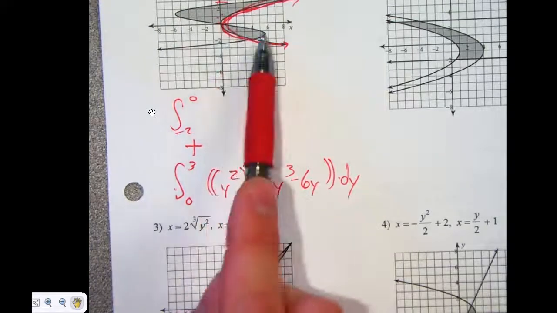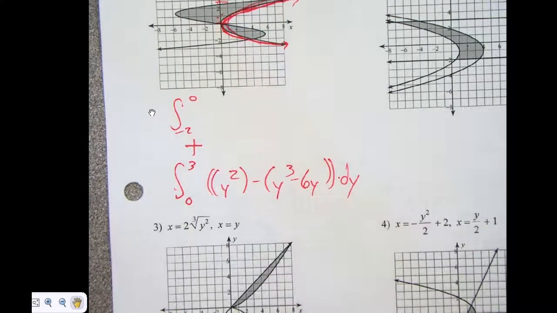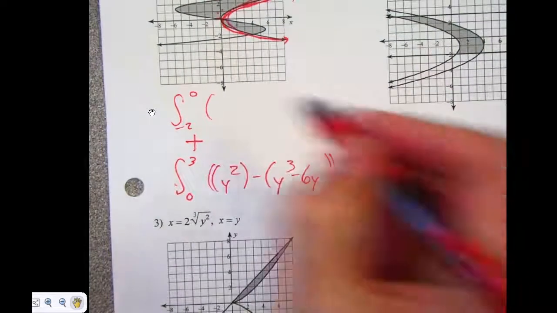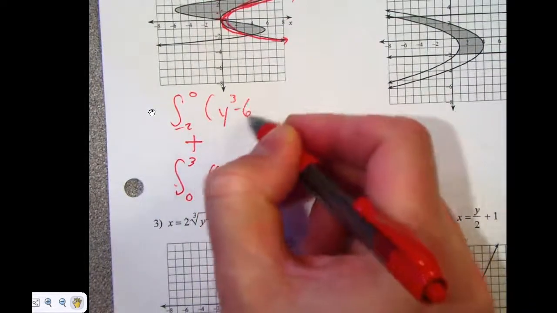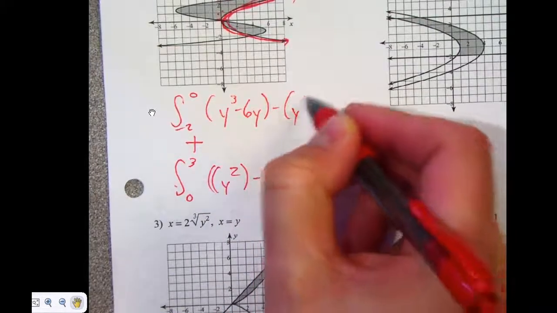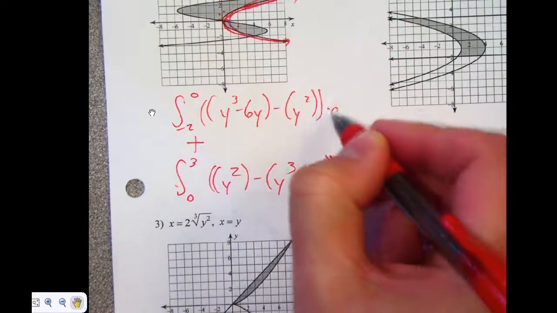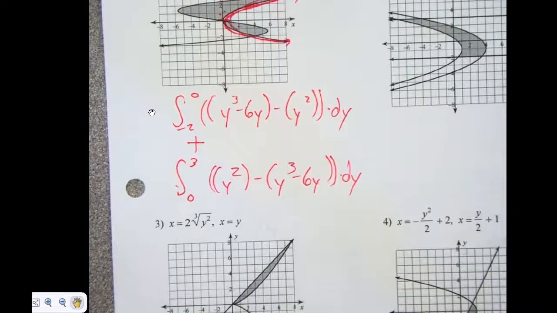The right and the left switch, don't they? Like when I go down below the axis, then they flip-flop. So then this is going to be y to the third minus 6y minus y squared. So let's just go ahead and type those in and make sure we're getting what we should get. This is no different than Friday, right? It's just sideways instead of up and down.